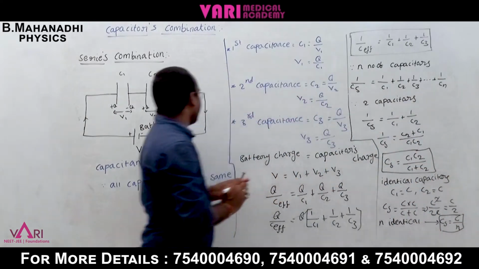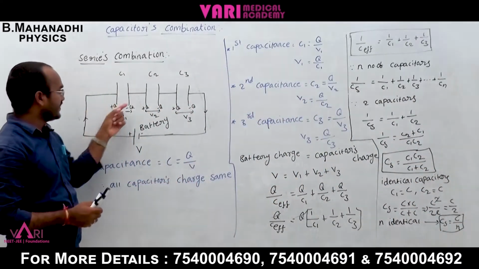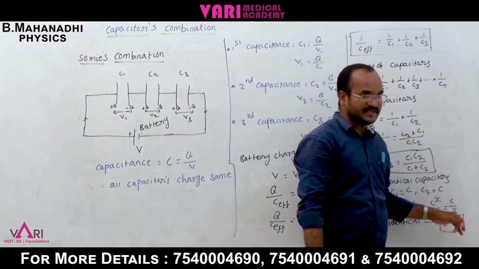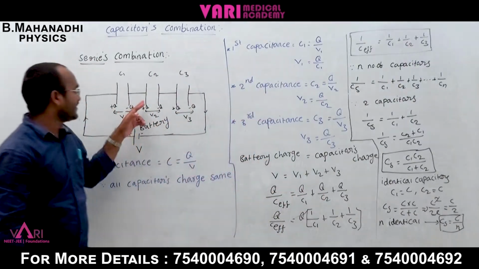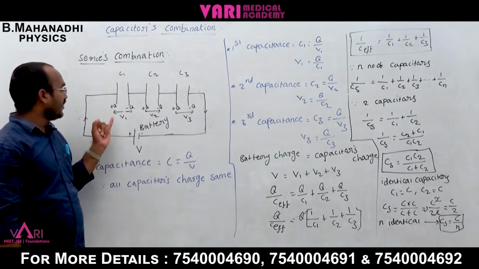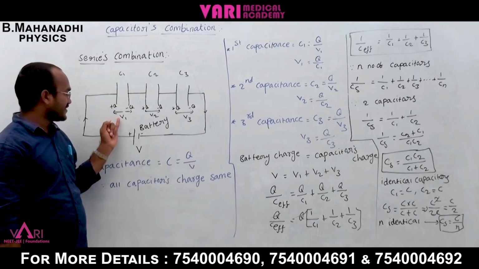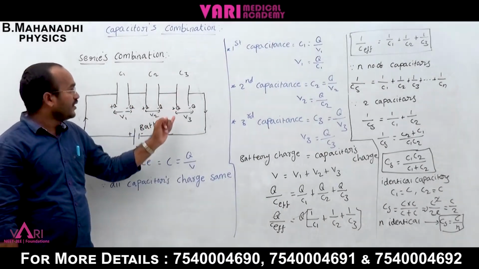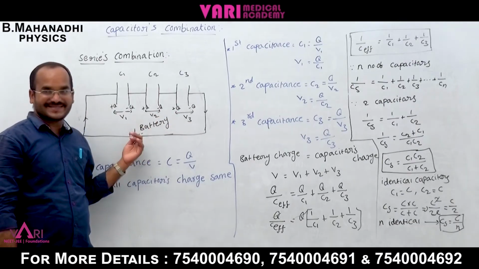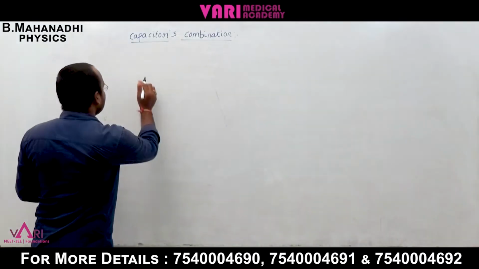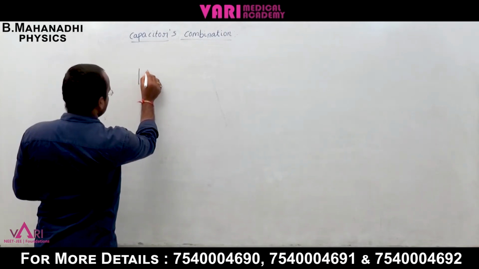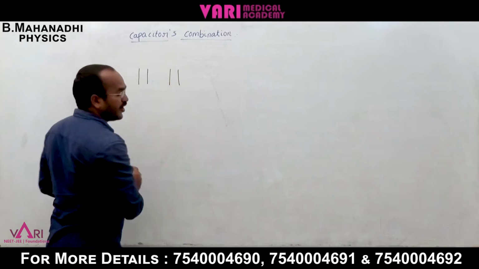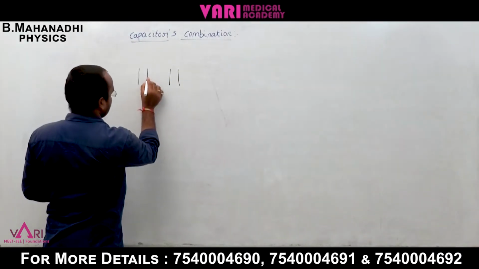If capacitors are connected in series combination, the capacitance of n identical capacitors is Cs equal to C by n. If capacitors are in series combination, what is the potential of the first capacitor, the second capacitor, and the third capacitor? Now we will discuss two capacitors connected in series, and how much potential each capacitor has.